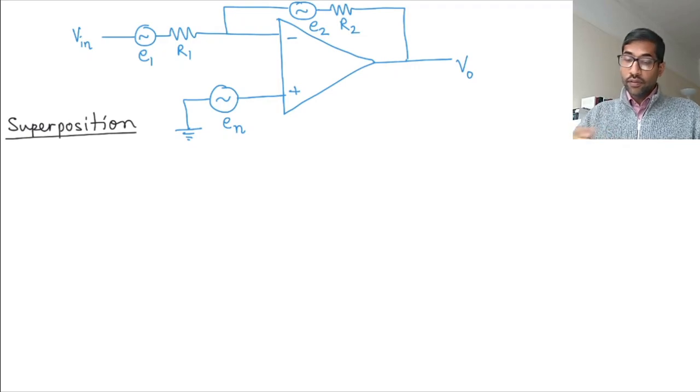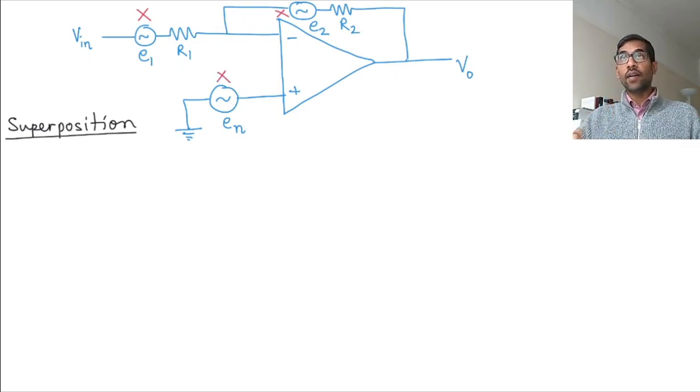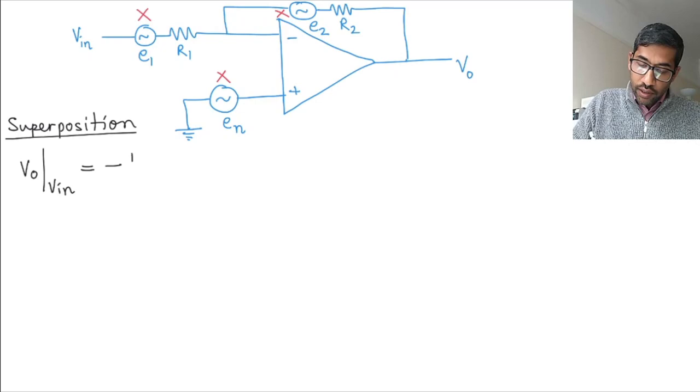Let's assume that this voltage source is 0, this voltage source E2 is 0, and En is 0, and we are looking at Vout because of Vin. What is that going to be? Fairly straightforward, right? It's going to be minus R2 over R1 Vin.